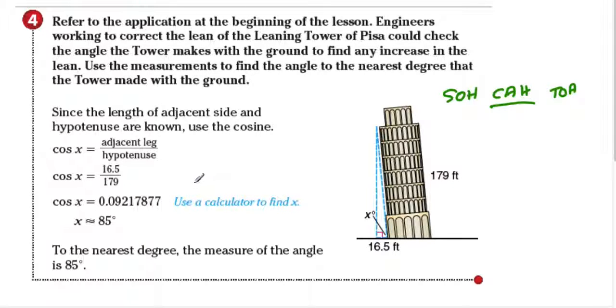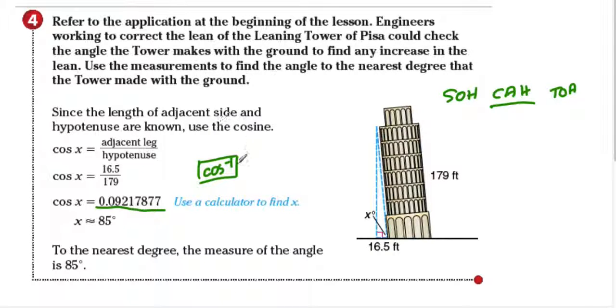Again, we are using the cosine to the -1 button. After finding cosine of X, we simply use the cosine to the -1 button and end up with an angle of approximately 85 degrees. Now, each calculator has a different way of doing this, so study your calculator to find how to use cosine to the -1. And that's how you answer number 4.